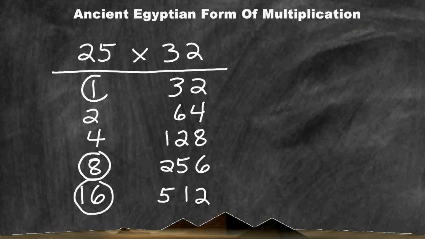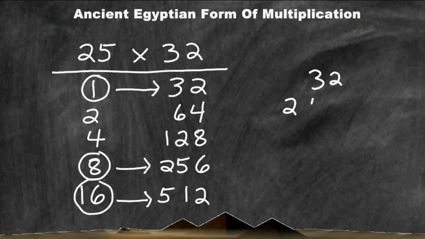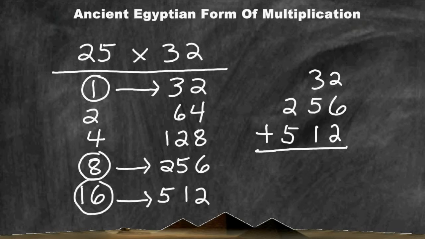After you have located the numbers that total the number at the top of your column, you must look directly to the right of the numbers that you circled. It is those numbers, when added, that will give you the answer of your problem. Adding 32, 256, 512 will give us our answer. And the sum of these three values is 800. So 25 multiplied by 32 is equal to 800.